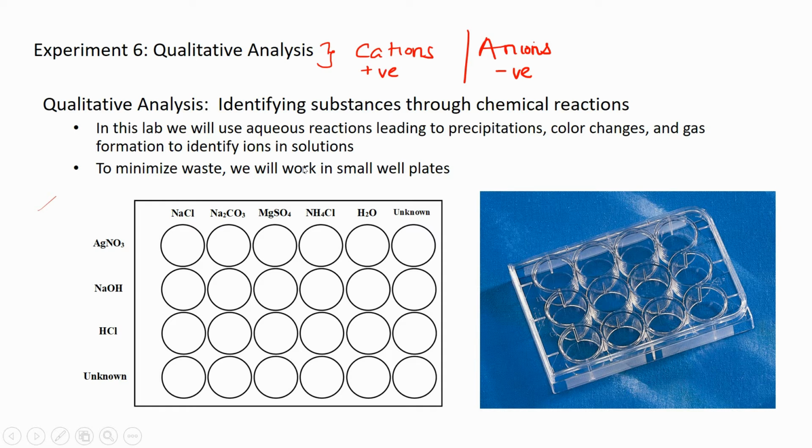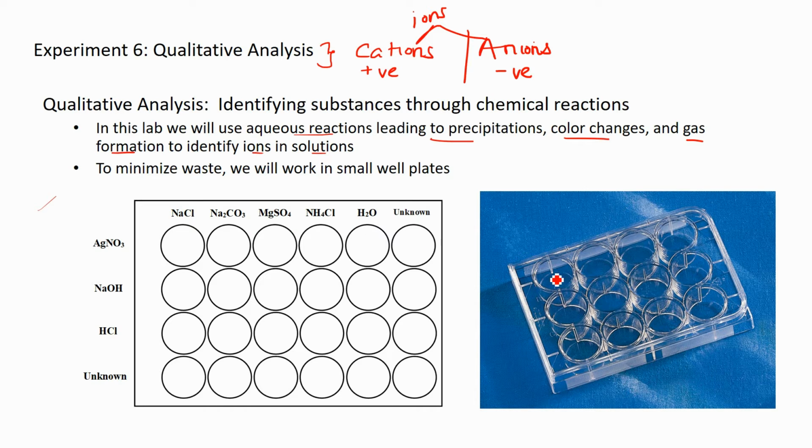So I'm going to describe the process, and then you use this for your asynchronous activity or for whatever you want to use this lab for. Okay, so we use reactions that make precipitates and can lead to color change or gas evolution to identify anions or cations in solution. Anions and cations, both of them are types of ions.